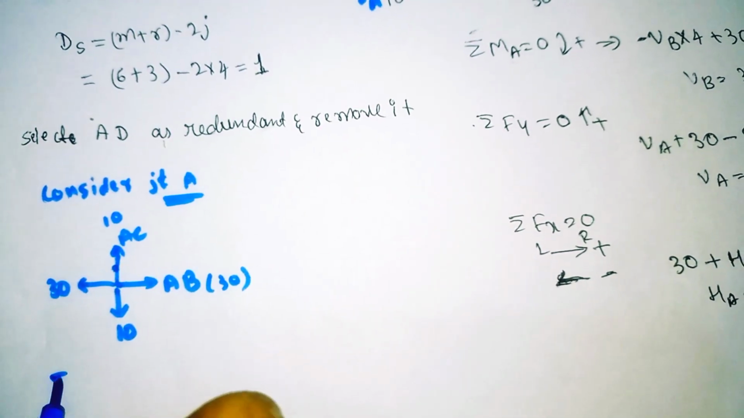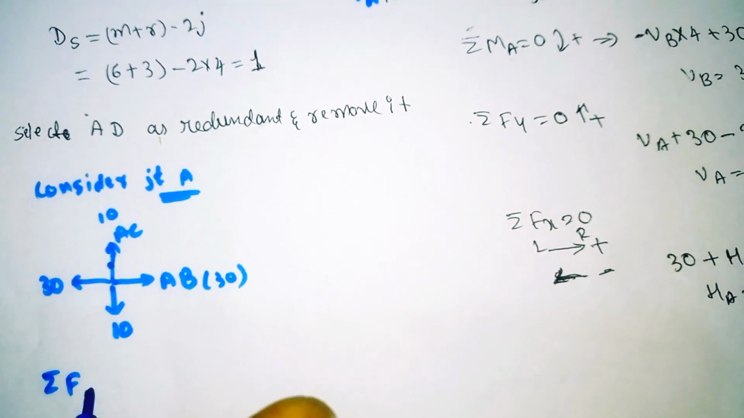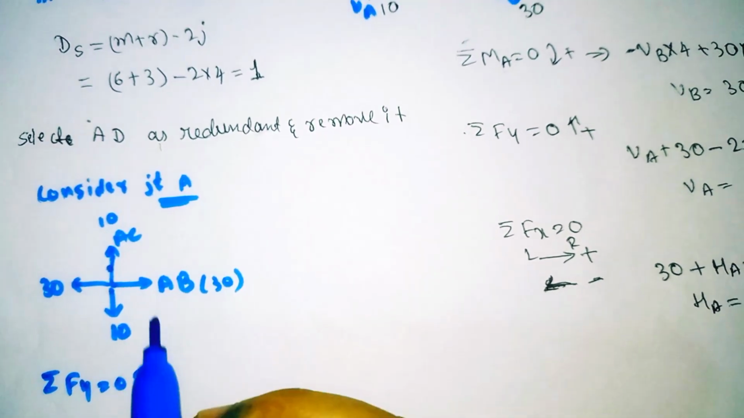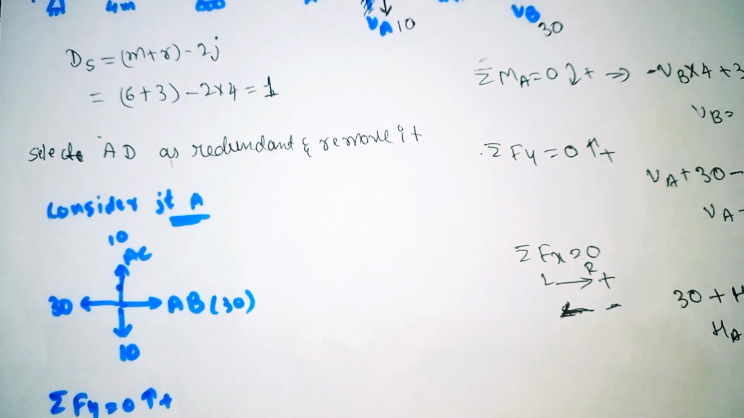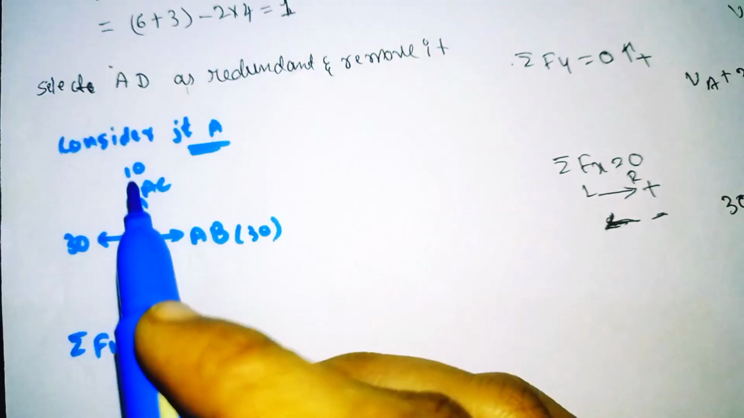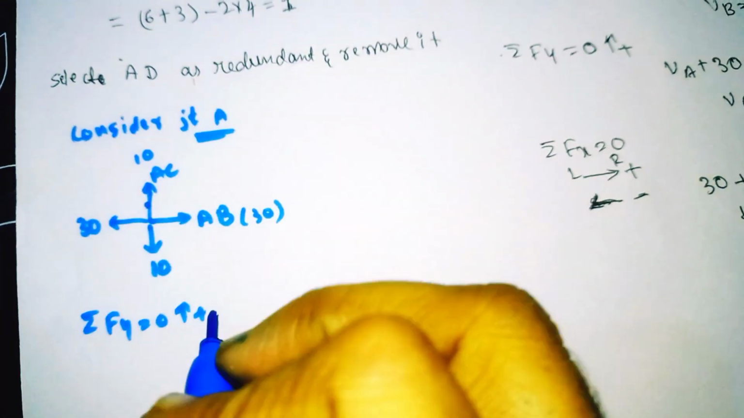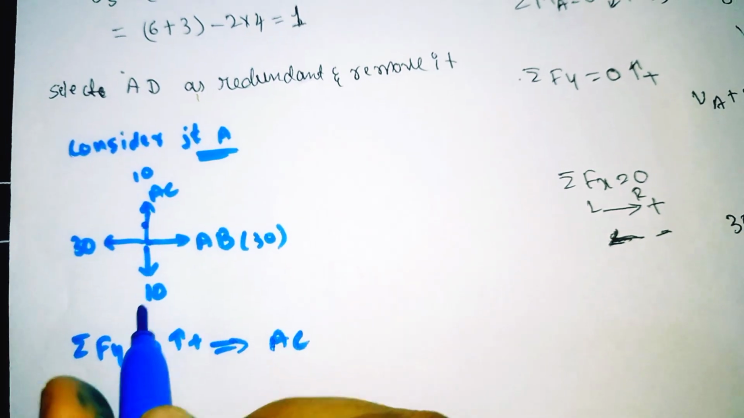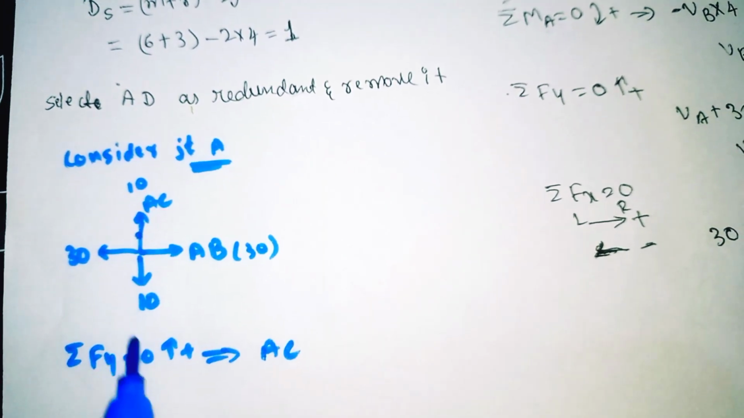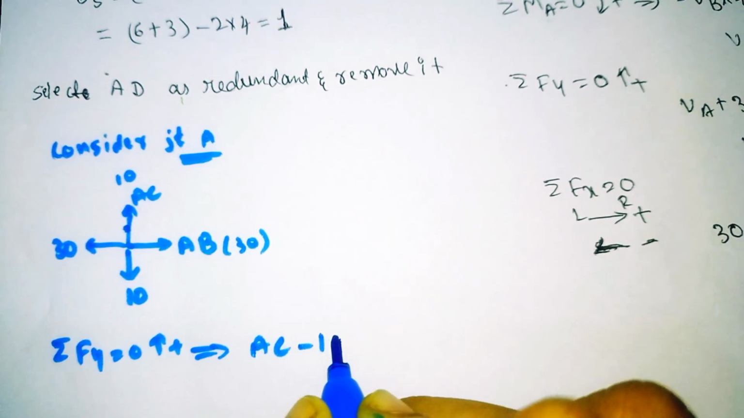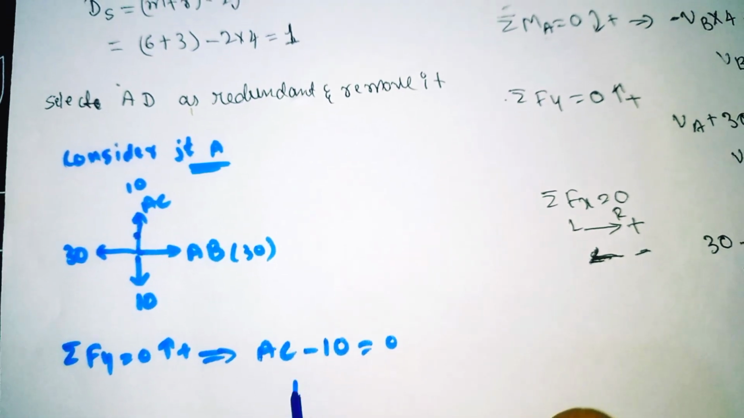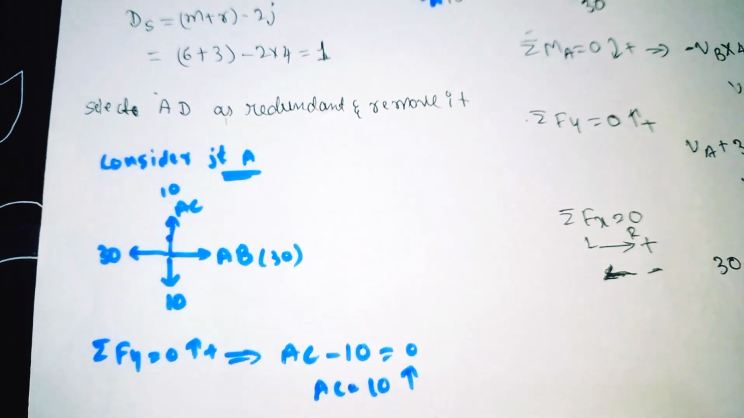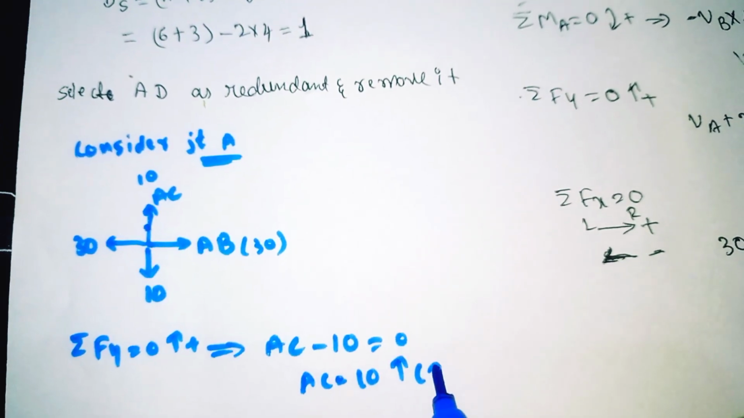So see here, if we apply the summation of all the vertical forces is equal to 0, upward we need to take as positive. Here the upward vertical force is AC. Initially we don't know the value of AC, so put it here, AC is upward. So AC on vertical, and the 10 is moving downwards, so we take minus 10, equal to 0. So our AC will come out as 10. It is upward, so it is tension.